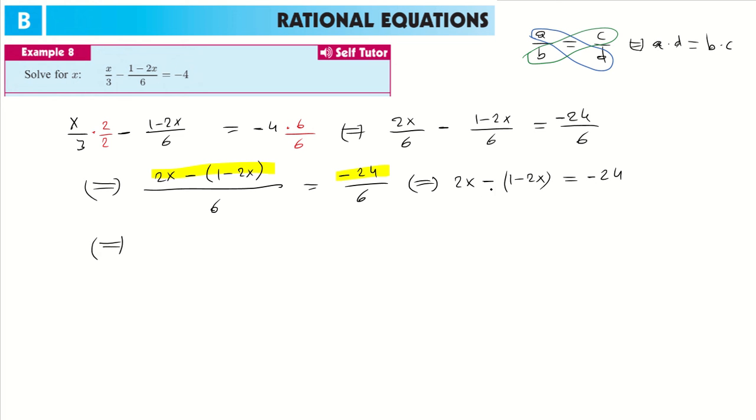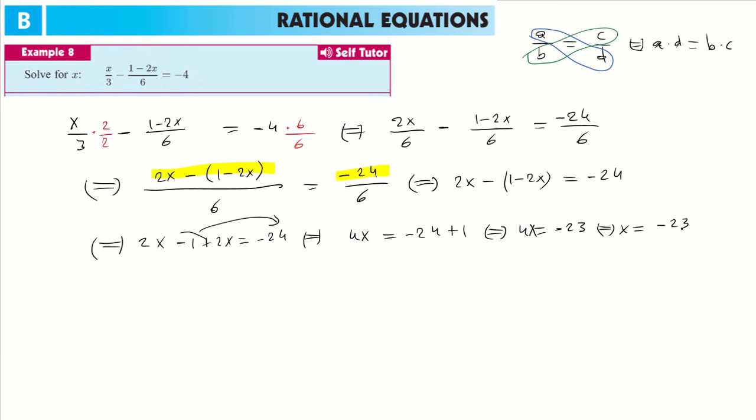First, we have to expand and simplify the left-hand side. So we get 2x - 1 + 2x is equal to negative 24. 2x + 2x is a 4x. And I would like to move the minus 1 to the right-hand side. Becomes a plus 1 there. So 4x is equal to negative 23. So x is equal to negative 23/4.